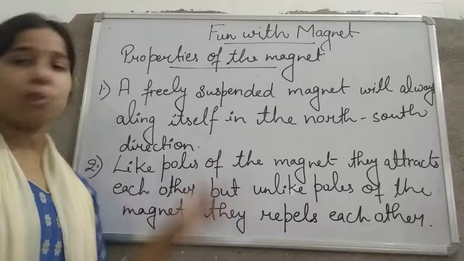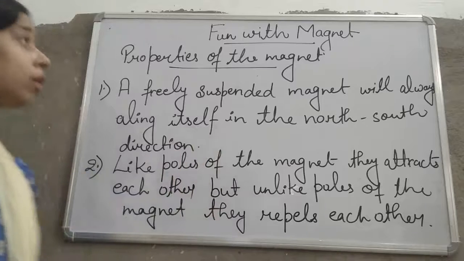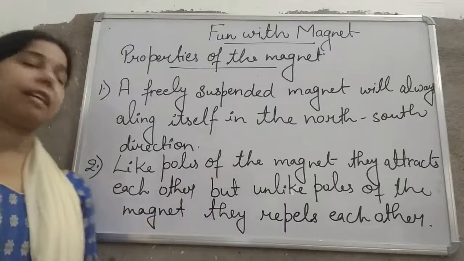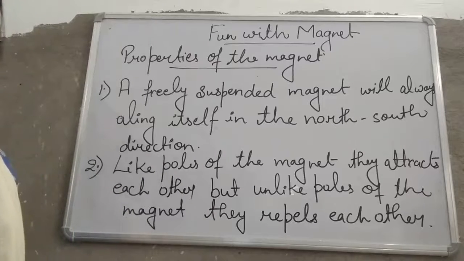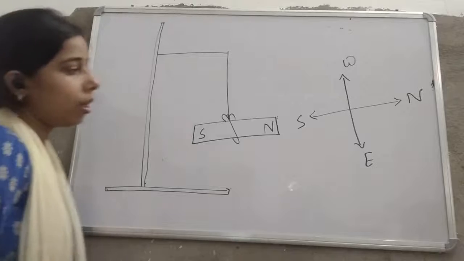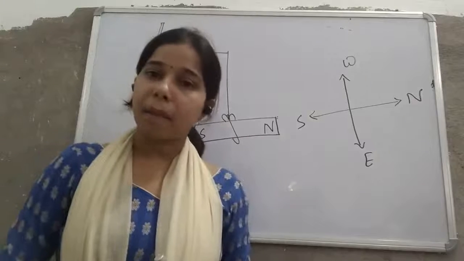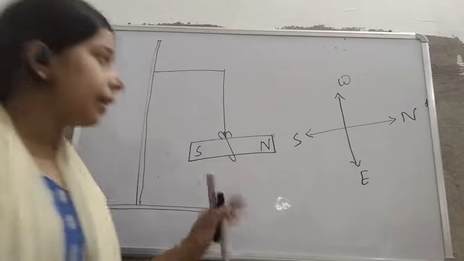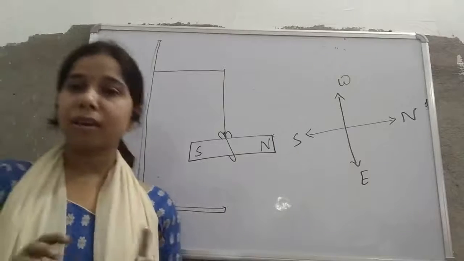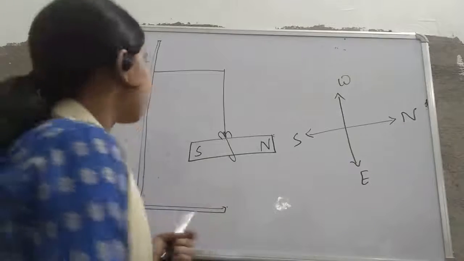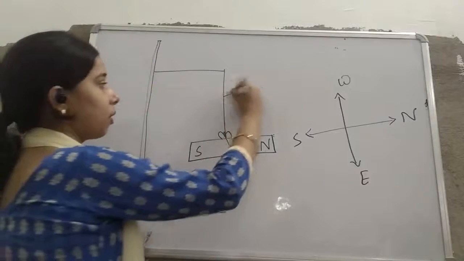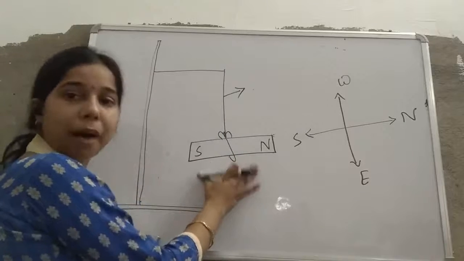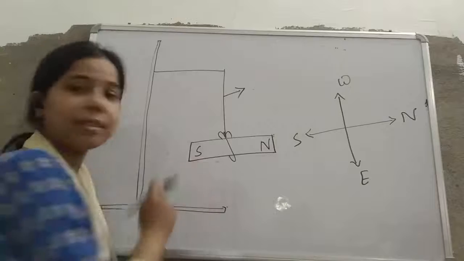Now we will discuss each of them one by one. The first one is that a freely suspended magnet will always align itself in the north-south direction. Now you see, students, suppose we take a bar magnet, and this bar magnet is freely suspended. As you can see here, maybe the diagram is not good, but if this is the thread, and this is a bar magnet, it is showing the north and south direction.